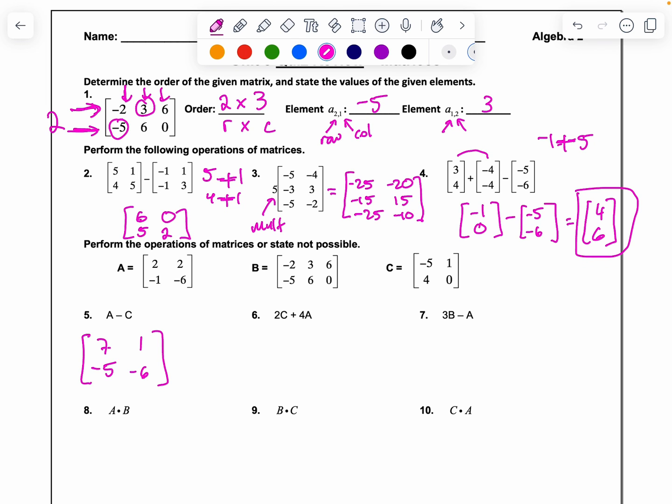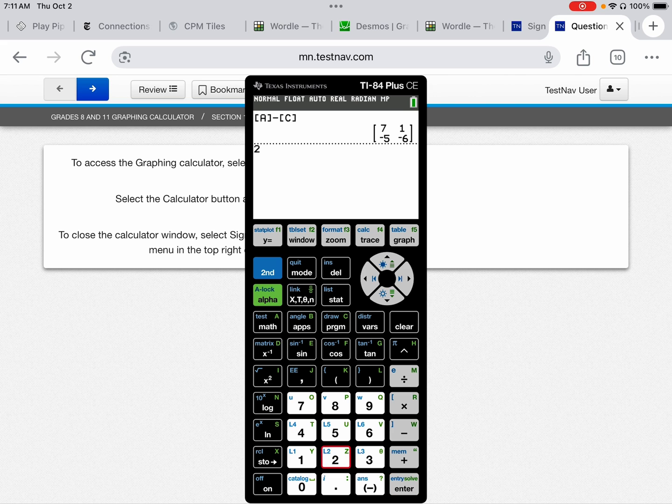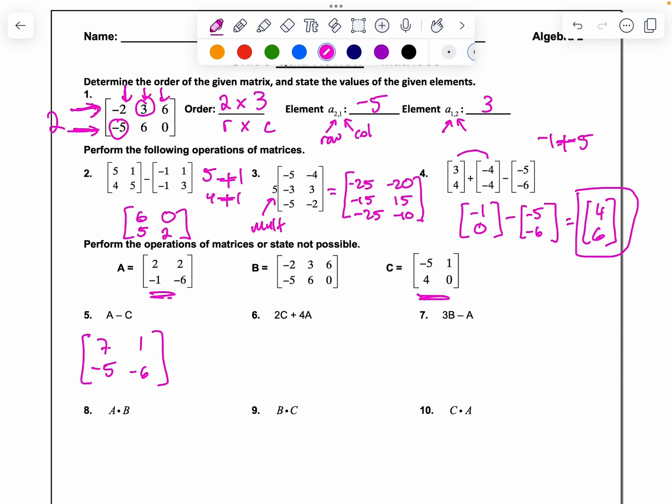Now we've got 2C plus 4A. One thing to check is do the dimensions match? Because if they don't match, we don't even have to add them because they won't be possible. But A and C do have the same dimensions, so they're good to be added. So we've got 2, and then I go select matrix C, plus 4, and then I select matrix A. So that is our answer on that one. So -2, 10, 4, -24.